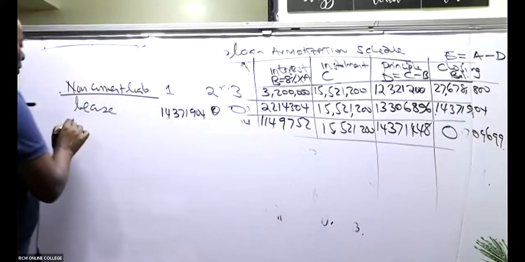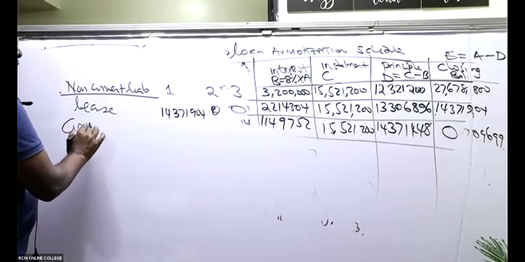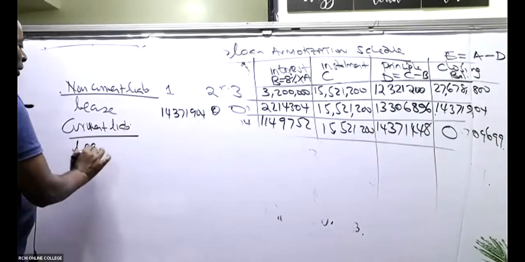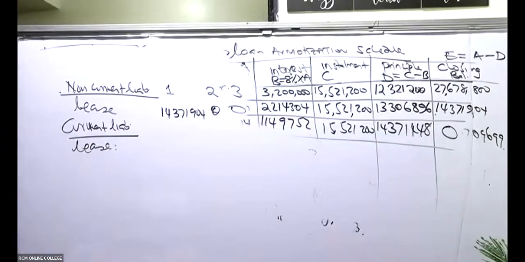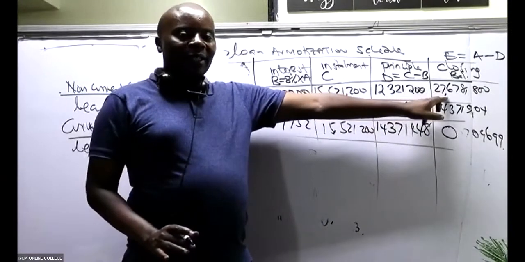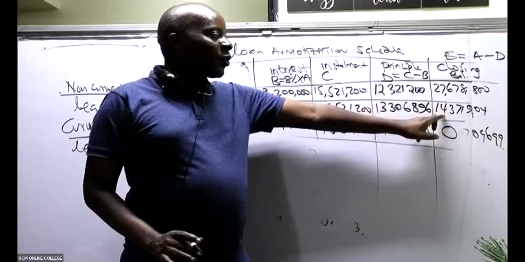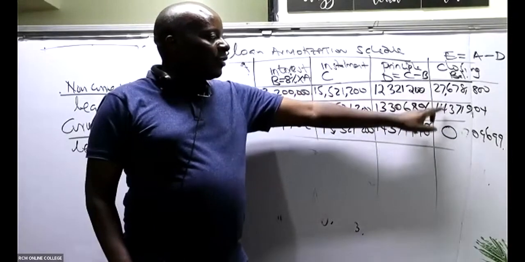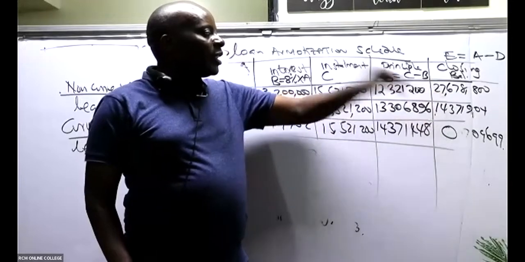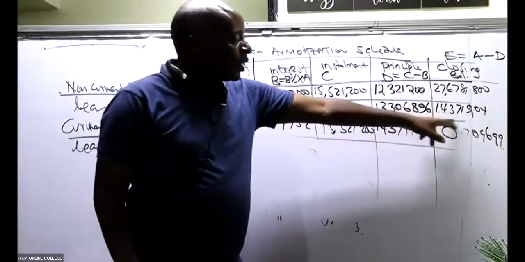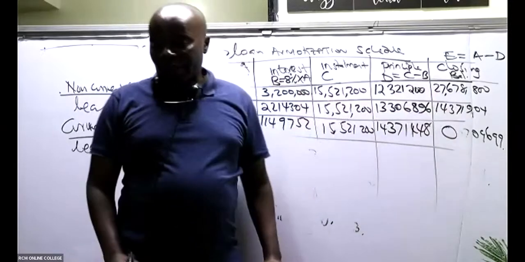And then now you ask yourselves, what about the current liabilities? Current liability. In this case we call these the lease. So we ask ourselves, initially we had 27 million and something, but something must have been paid for us to arrive at 14. Can somebody give me the difference between this and this? Take 27,678,800 minus 14,371,904. Somebody please give me that.